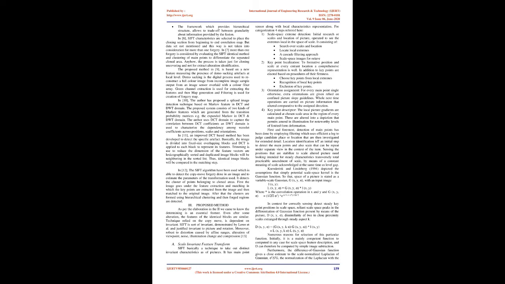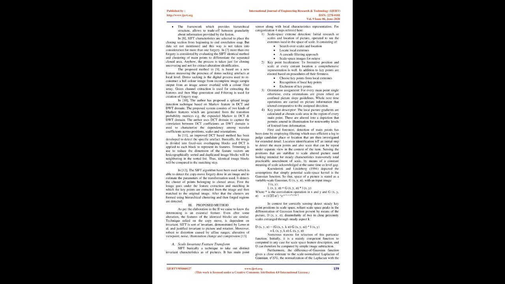In 8, SIFT characteristics are selected to locate the cloned section from beginning to end using a correlation map. But the data set is not mentioned, and this approach does not take more than one forgery into consideration. In 7, more than one forgery is considered by evaluating the SIFT identical method and clustering of key points to differentiate the separated cloned areas. Anyhow, the process is meant just for cloning detection and not for extra alteration identification.